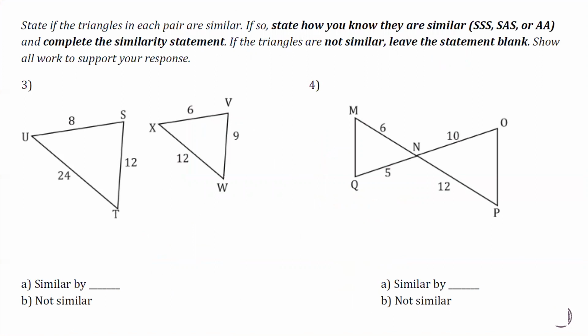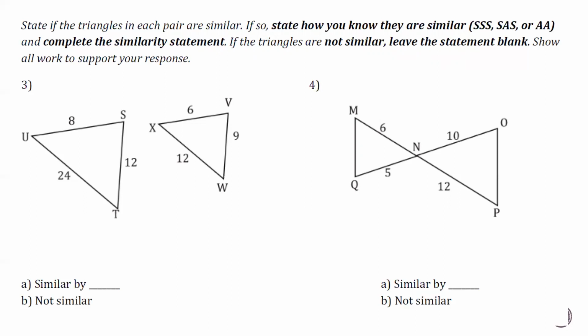Questions 3 and 4. State if the triangles in each pair are similar. If they are, you're going to state how they're similar by side, side, side, side, angle, side, or angle, angle, and then complete a similarity statement. If two triangles are not similar, can you write a similarity statement? No, absolutely not. In the past, I've had students tell me that the two triangles are not similar, and then they went ahead and wrote a similarity statement. You can't write a similarity statement if they're not similar.